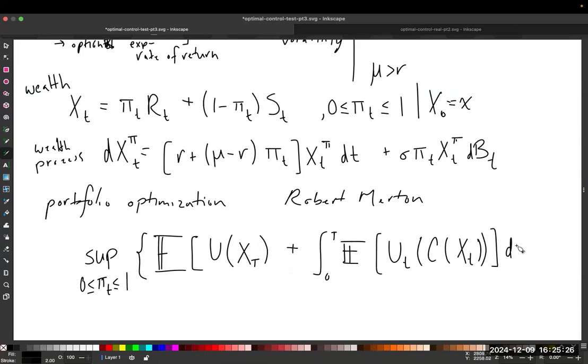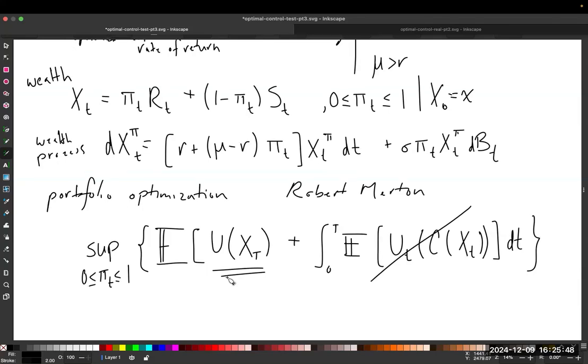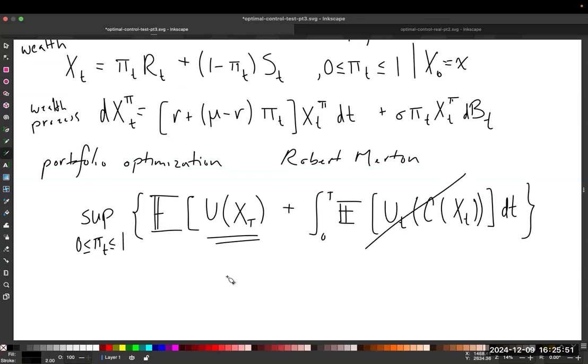And today we're not going to be looking at a problem that includes this running utility function, and instead we're just going to focus on this terminal utility function. So the goal is going to be to maximize the expected utility on our final wealth at some defined future capital T. So this, in combination with our wealth process, which gives us our dynamics and our initial condition, our initial wealth, defines our optimal control problem. And yeah, so I'll step behind.